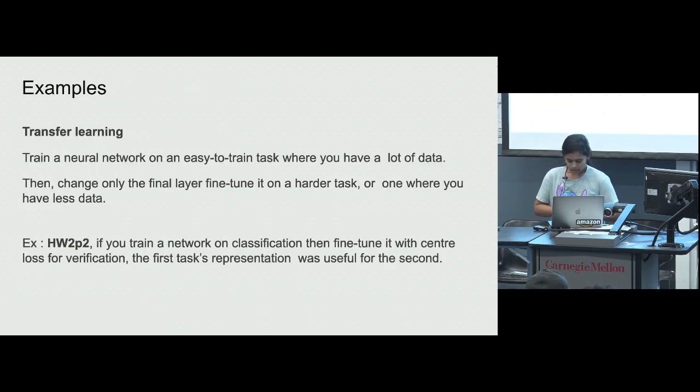We'll now go through some examples for different kinds of tasks. Transfer learning is basically one paradigm that people use when we have less data, and we have data from the same domain, but we do not have the data required for a particular task. Then what we do is train a neural network on a very easy to train task, and then change the final layer and fine-tune it on the harder task where you have less data, exactly like you did in homework 2 part 2, but people do it on a very large scale.